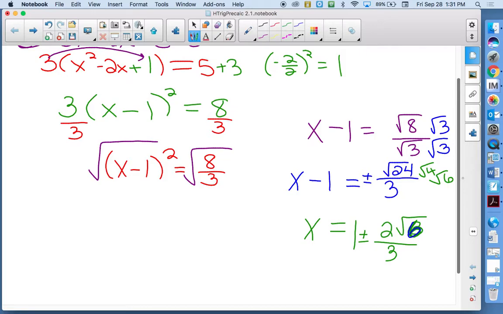Any questions on this? So I think Brandon got it to work. Did anybody else get it to work? We got 1 plus or minus 2 square root 6 over 3? No.